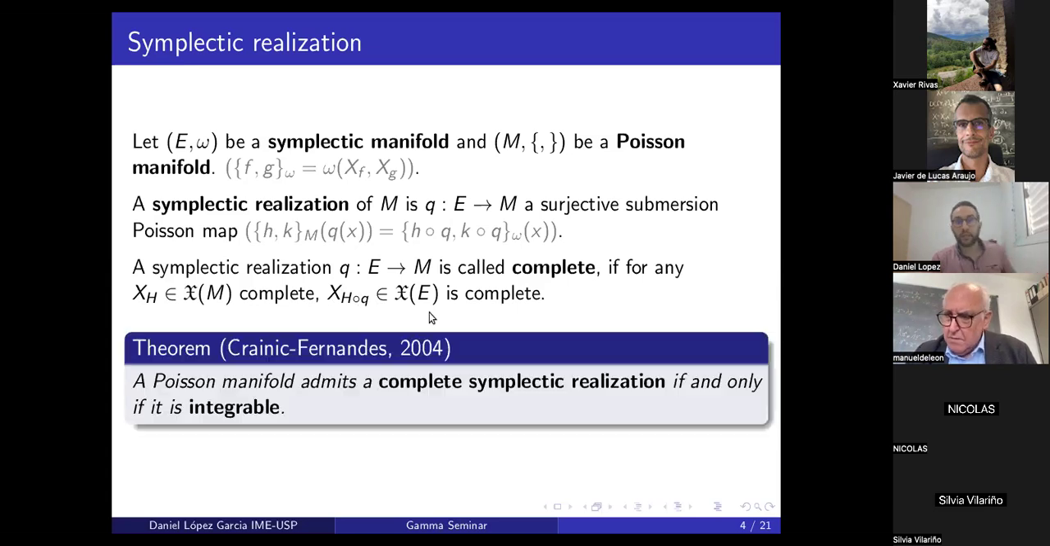Okay, and here appears this, which is, I think, one of the most important theorems in this study of symplectic groupoids, which is this theorem by Marius Crainic and Rui Fernandes. So if I consider a Poisson manifold, this Poisson manifold admits a complete symplectic realization if and only if it is integrable. Okay, I'm going to explain what is integrable in this context, and this integrability is the motivation to the use of Lie groupoids and Lie algebroids.